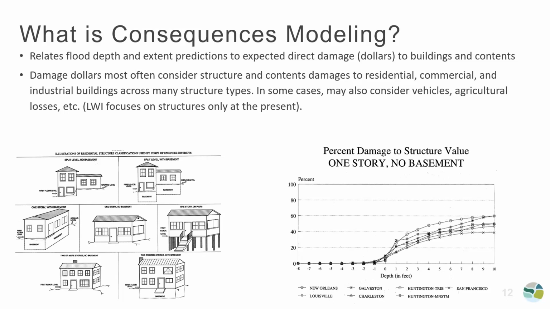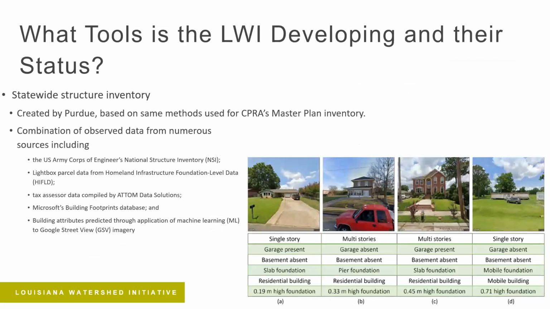And so what the LWI is intending to do in this space is, like Billy said, there's some national data sets right now that try to capture all the structures. To do consequence modeling, you need two things: where are the structures and what are their attributes, like their square footage or their first floor elevation, and then how deep is the flooding at those structures. There is no one perfect data set for where the structures are and what they look like. There's a bunch of data sets that have pieces of the answer. The most common one is the National Structure Inventory that the Army Corps creates and maintains, but there are other data sets as well.